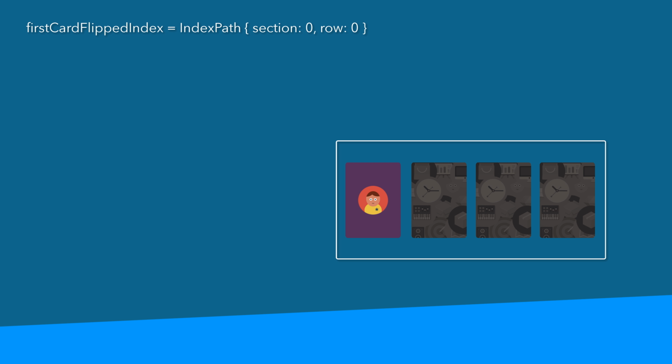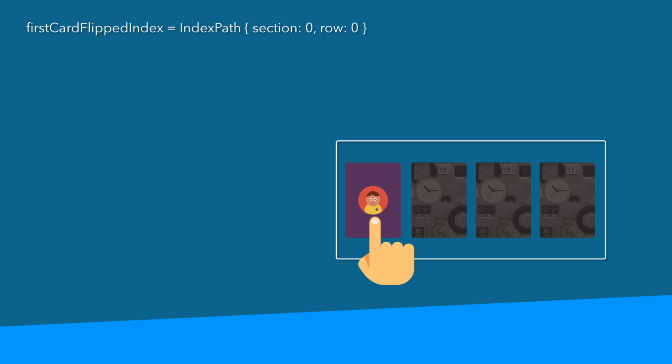So what's happening is when the user taps on the first card, we keep track of the index path with the first card flipped index property. And this is something that we declared at the top of the view controller class, if you remember. It basically keeps track of the first card we flipped.